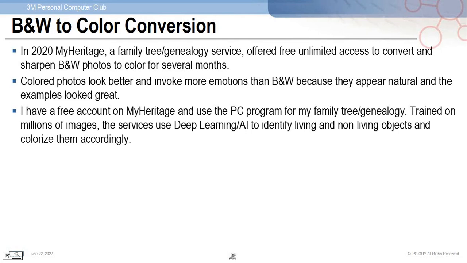But they created this service, and this service is trained on millions of images where it uses technology called deep learning and artificial intelligence to identify living and non-living objects on your photograph, and then try and determine, well, this is the sky, skies are usually blue, this is grass, grass is usually green, this is bricks, bricks are usually brown, things like that, to determine how to colorize it.